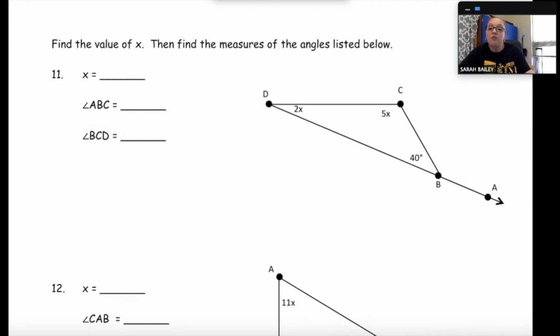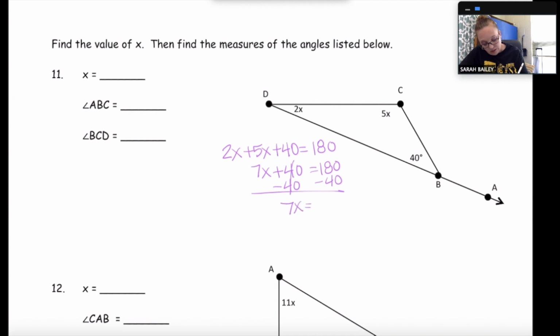So 11 says to find the value of x, then find the measures of the angles listed below. So in order for me to find the value of x, notice that I have expressions for each of the angles within the triangle. All angles of a triangle add up to 180, so I'm going to set it up. 2x plus 5x plus 40 is equal to 180. Well, the 2x and 5x can be combined, making 7x plus 40 equals 180. Then I'm going to subtract 40 on both sides.